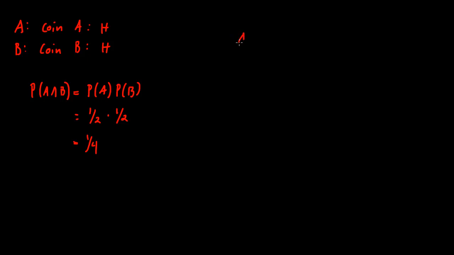For our second example, we're also going to have two events. Event A is that we draw a queen, and event B is that we draw a red card. We're going to try to determine if these two events are independent.